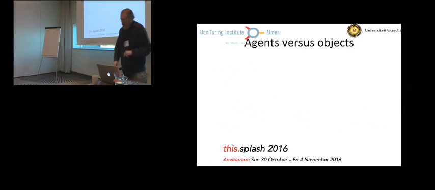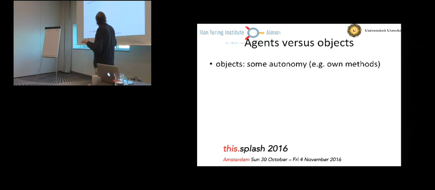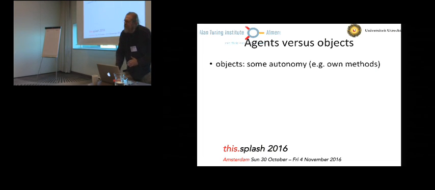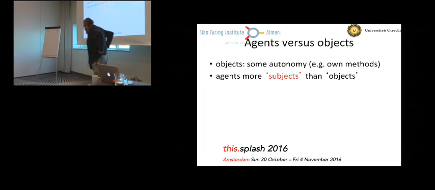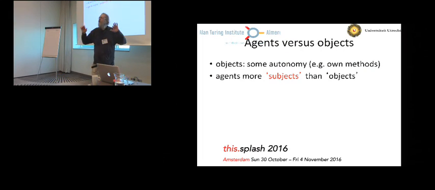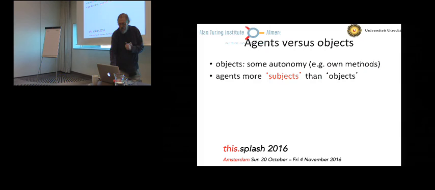I also have a slide about agents versus objects, but on a slightly different level. You could say that objects have some autonomy, for instance, they have their own methods and private things. But here it goes a bit further. I heard from Hans Weigand, who was at Tilburg University, that agents are more subjects in the linguistic sense, the subject of a sentence, than they are objects.